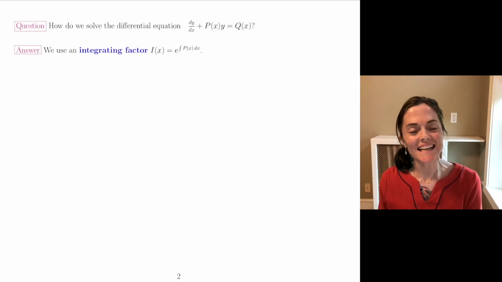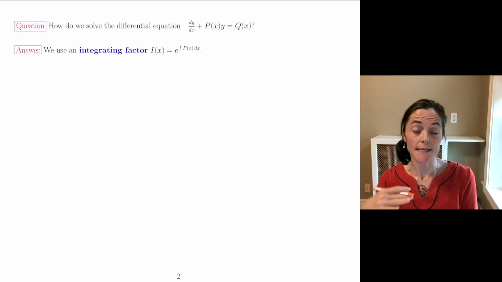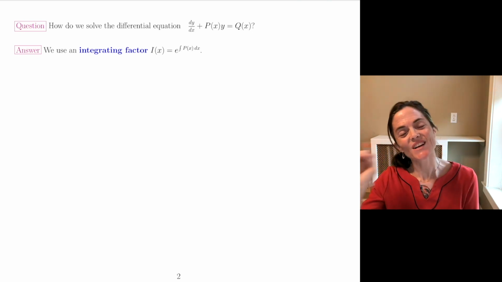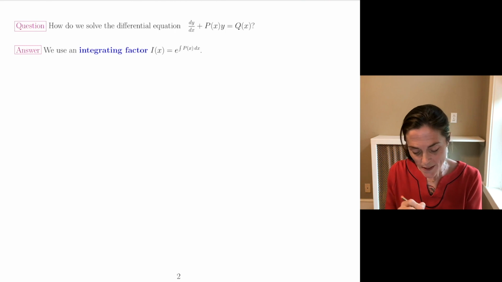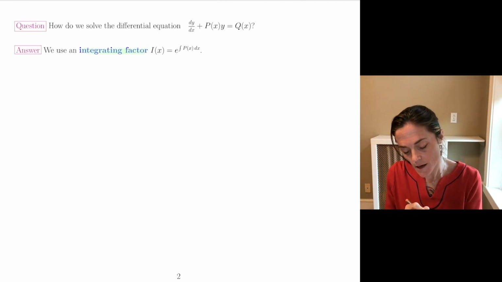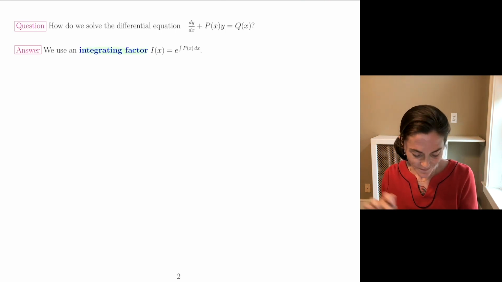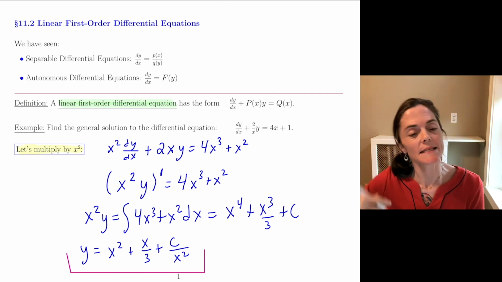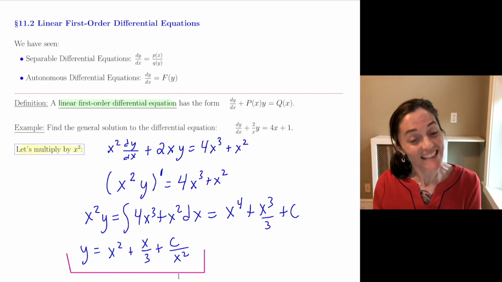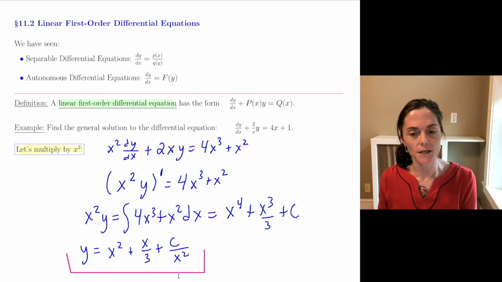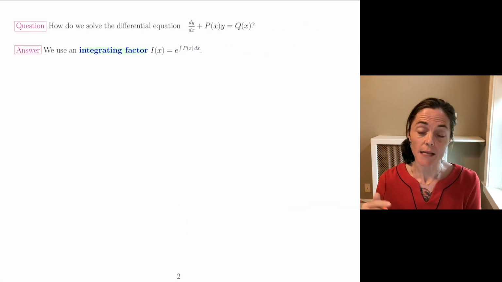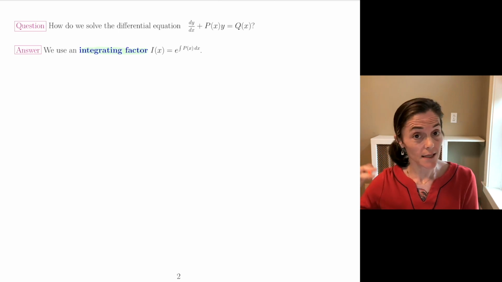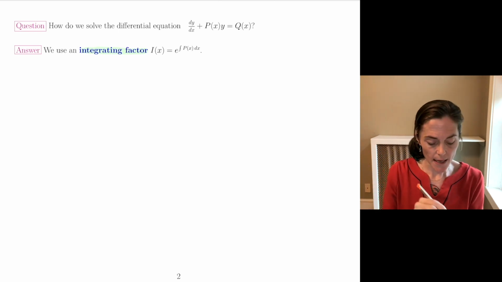My question, how do we solve this general first-order linear differential equation? And we use what's called an integrating factor. So if we back up, this magic multiply by x squared, this was our integrating factor. In general, the integrating factor I of x we define to be e to the integral p of x dx.